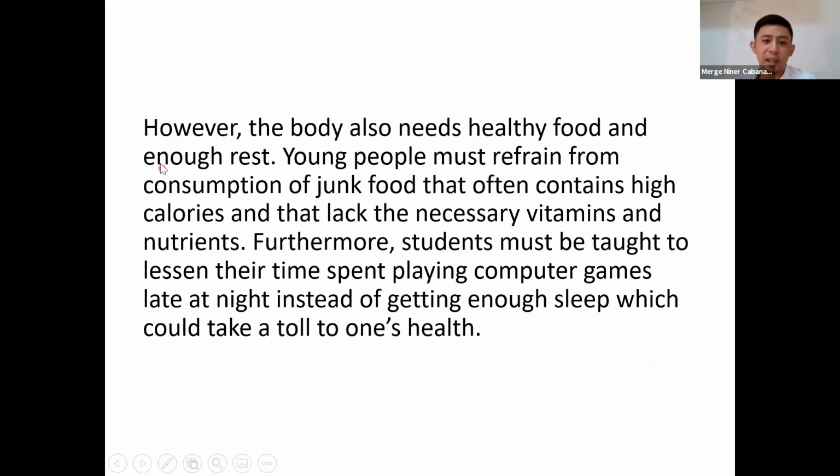However, there it is again, okay? The body also needs healthy food and enough rest. It's not enough to have only PE. Now, young people must refrain from consumption of junk food that often contains high calories and lacks the necessary vitamins and nutrients. Furthermore, students must be taught to lessen their time spent playing computer games late at night instead of getting enough sleep, which could take a toll on one's health.